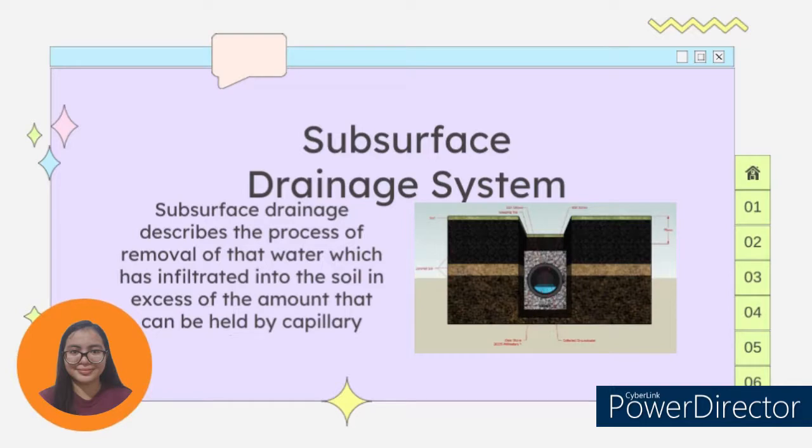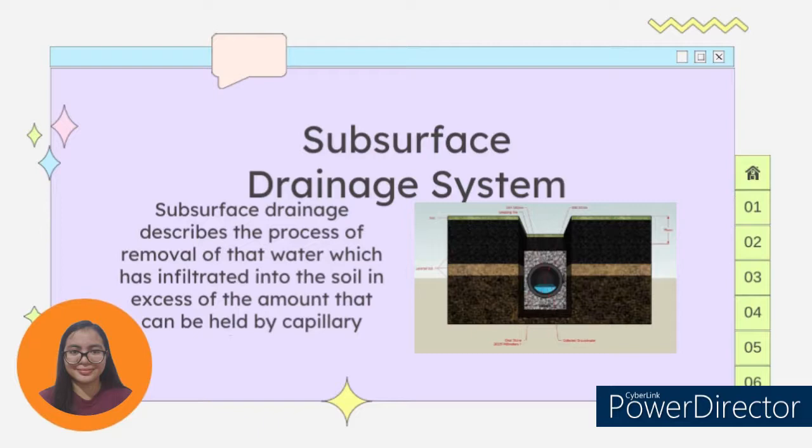Subsurface drainage describes the process of removal of that water which has infiltrated into the soil in excess of the amount that can be held by capillary forces against the force of gravity. Subsurface drainage is the most effective way to relieve hydrostatic pressure and lower the water table around a foundation of a house.